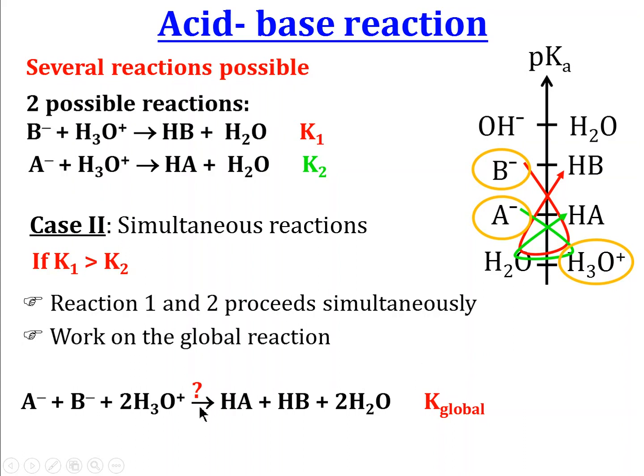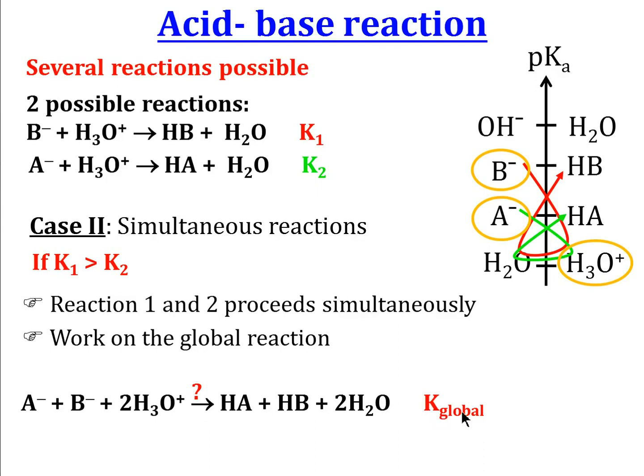K global for this reaction is very important to know if it's complete or not. So if the value of K global for this reaction is very high, that means this reaction is complete. So we have to work at T equal infinity to find, for example, the concentration of H3O plus, then to deduce the pH. And if the value of K global is very low, this reaction is incomplete. We have to work at equilibrium and calculate the concentration of H3O plus at equilibrium in order to deduce the pH of the final solution.